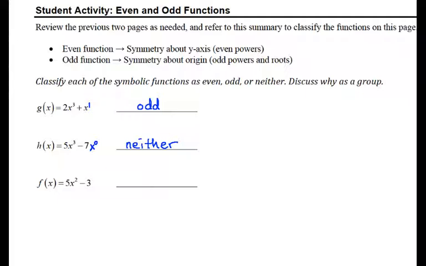Finally, we have 5x squared minus 3. Again, I would think of that as 3x to the 0, so that both terms, in fact, are even powers of x, and I can conclude that this is an even function.